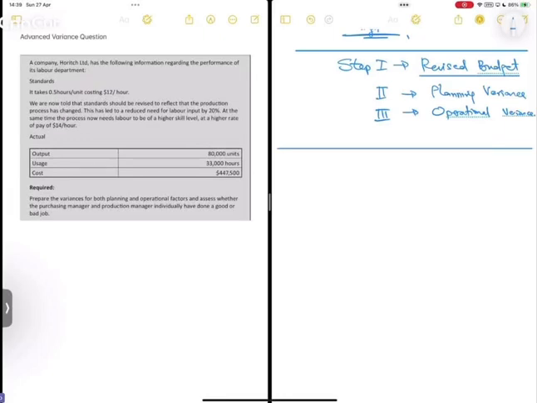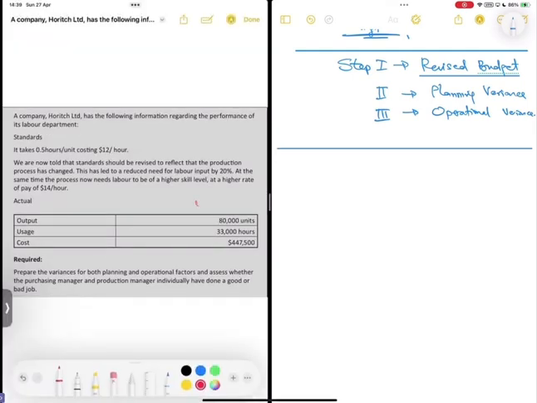So look at that question. We have a company, Horitch Limited. They gave us the standard. They said it takes 0.5 hours per unit to produce the product, right? And the price, which is the standard price of labor, is $12 per hour.